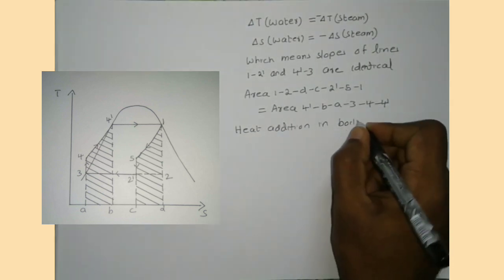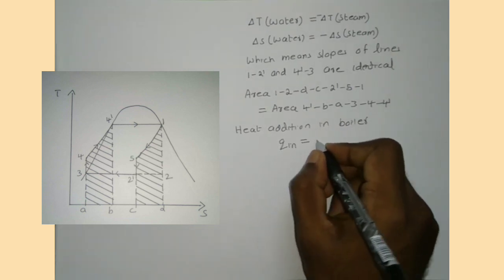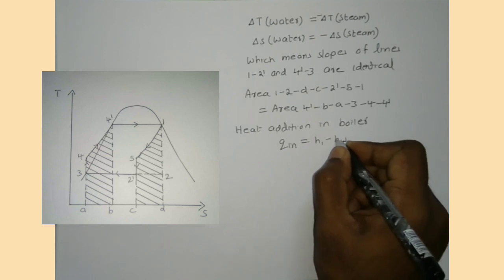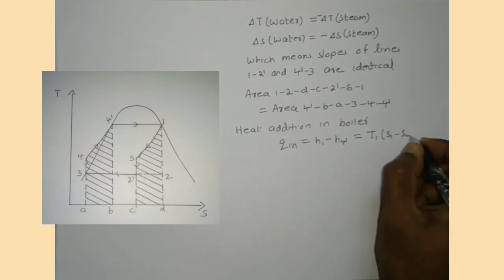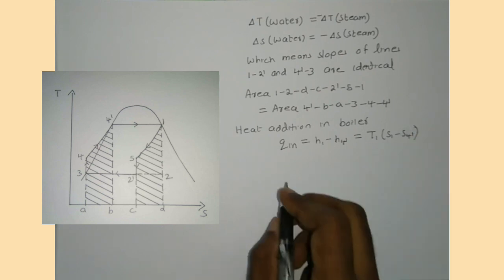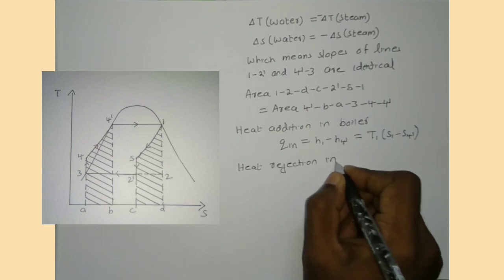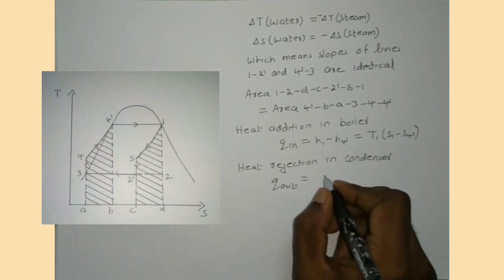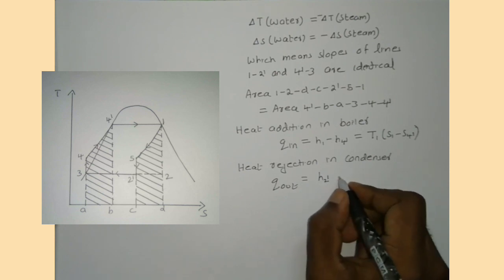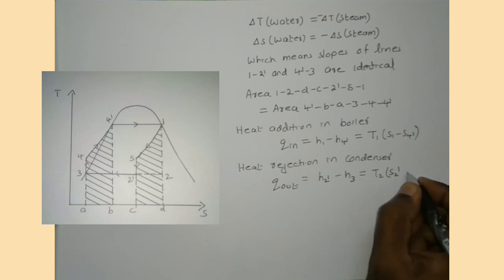Heat addition in boiler Q in equals H1 minus H4' or T1 into S1 minus S4', because heat addition takes place at constant temperature. And heat rejection in condenser, it is also at a constant temperature, that is Q out equals H2' minus H3 or T2 into S2' minus S3.